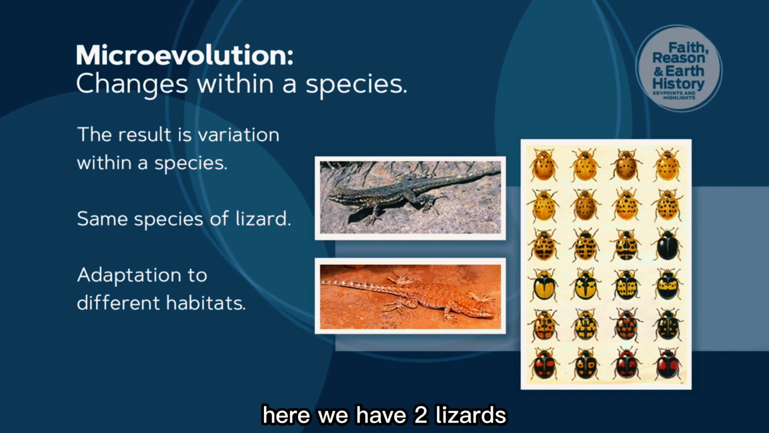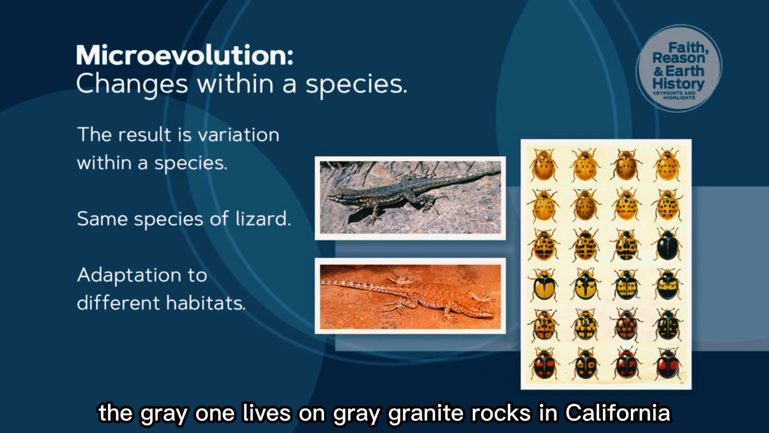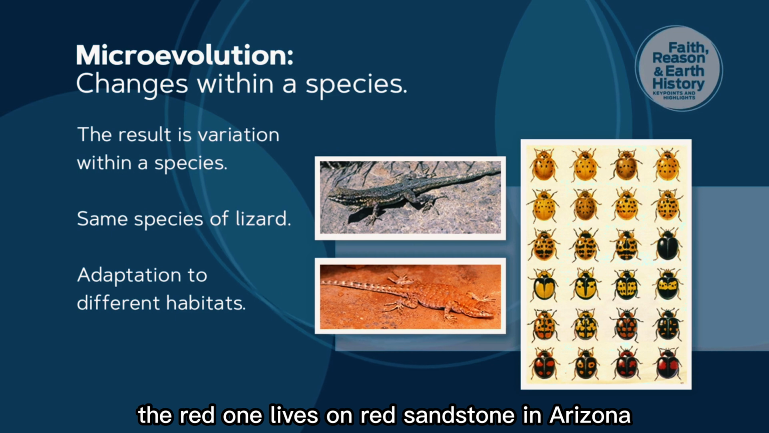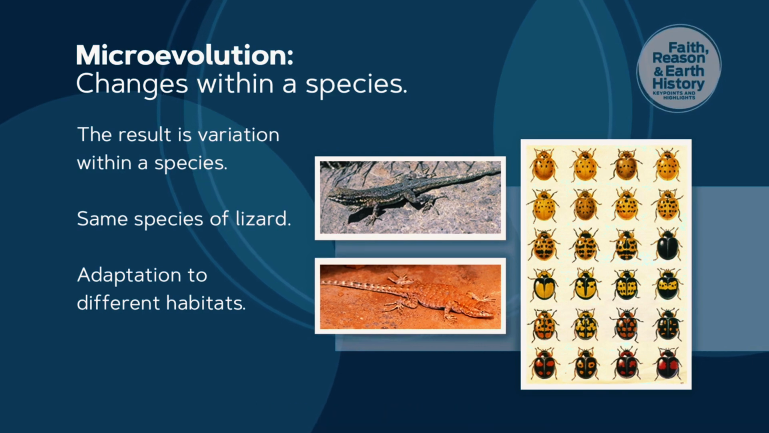Here we have 2 lizards. Same species of lizard, they're just adapted to different habitats. The gray one lives on gray granite rocks in California. The red one lives on red sandstone in Arizona, and they are adapted to their environment. They are the same species.